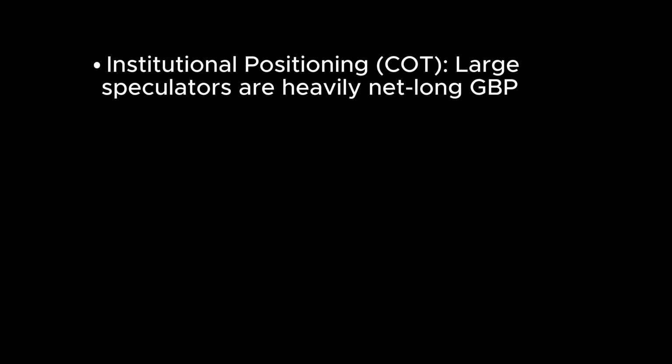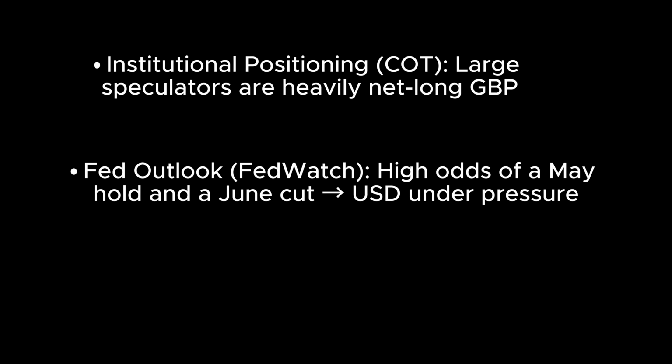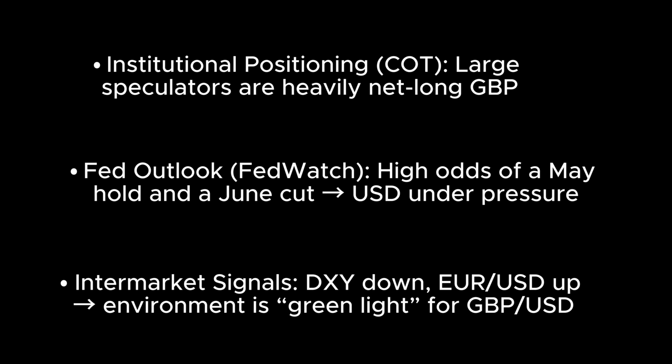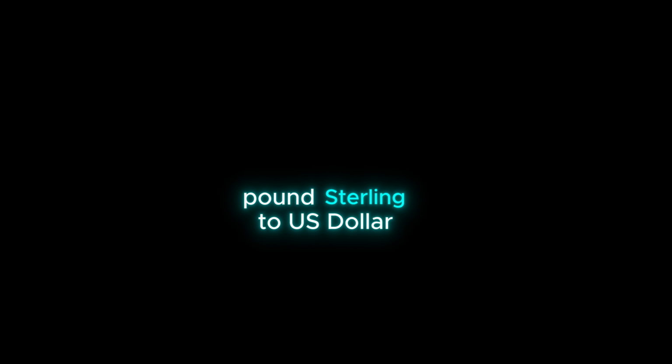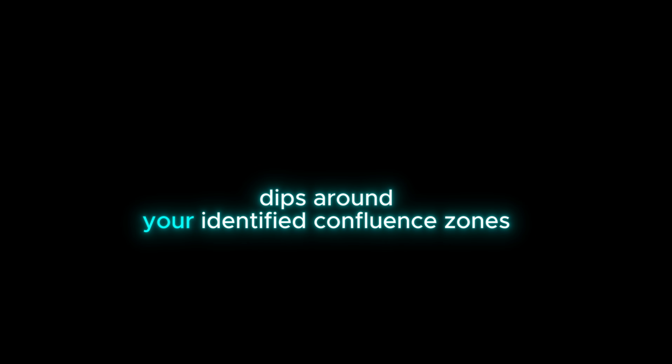Bringing it all together. Institutional positioning: COT large speculators are heavily net long GBP. Fed outlook: FedWatch shows high odds of a May hold and a June cut, so USD is under pressure. Intermarket signals: DXY down, Euro to US dollar up. The environment is a green light for pound sterling to US dollar. All these factors reinforce the technical bias to buy pound sterling to US dollar dips around your identified confluence zones, knowing the fundamental backdrop is firmly supportive.